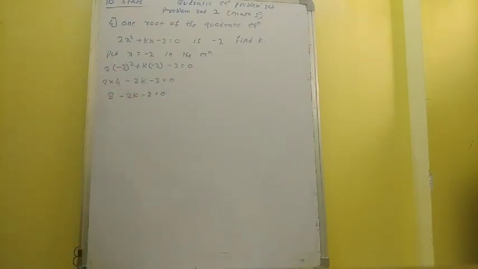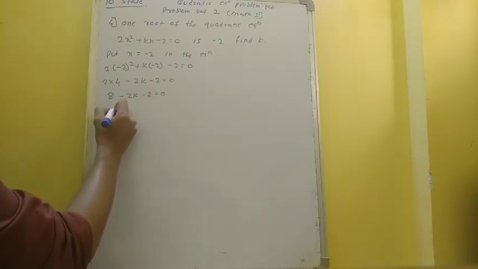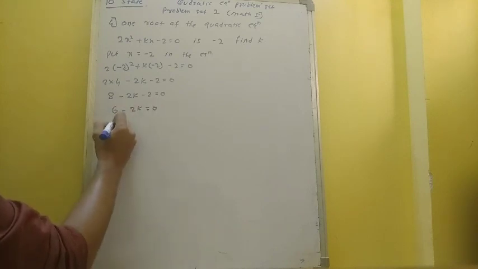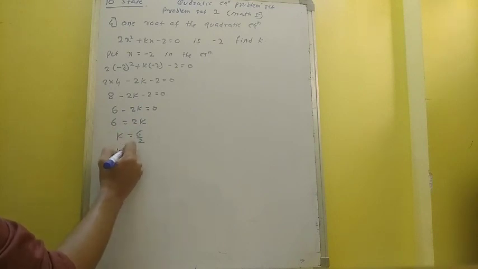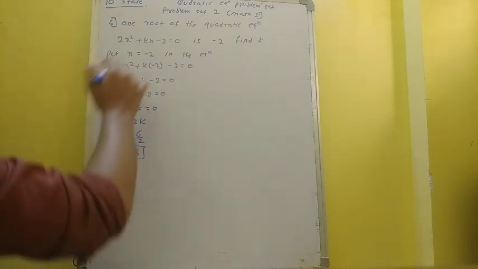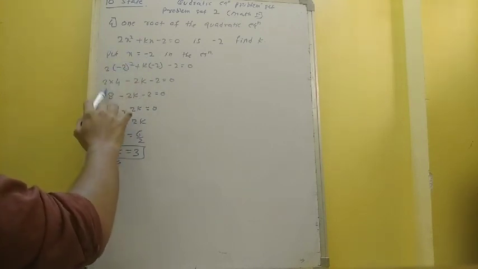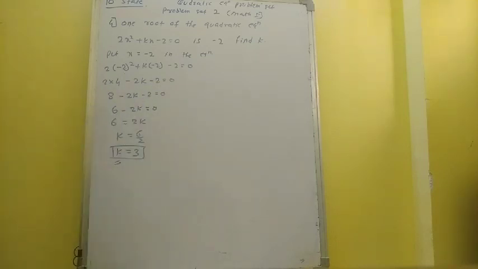So 8 minus 2 is 6. Minus 2k is equal to 0. Minus 2k will go there and become plus 2k. K is equal to 6 upon 2. K is equal to 3. Okay, the value of k is 3. Again just cross checking it. Minus 2 square is 4, 4 2s are 8, minus 2, yes, it's right. Okay, so this was the fourth one.